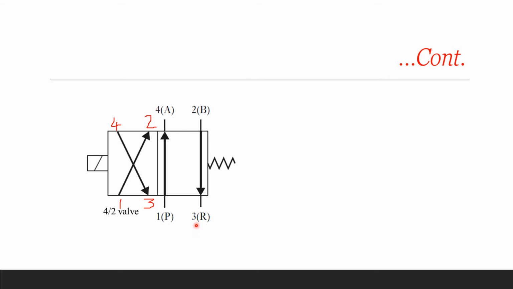This is the initial working position of the 4/2 valve, and once the solenoid actuates the valve, the working condition changes, then the flow is in a different direction, that is from 4 to 3 and 1 to 2. This is the representation of a 4/2 valve.